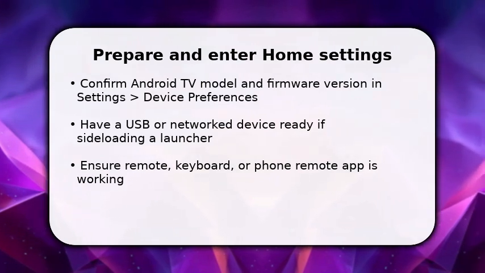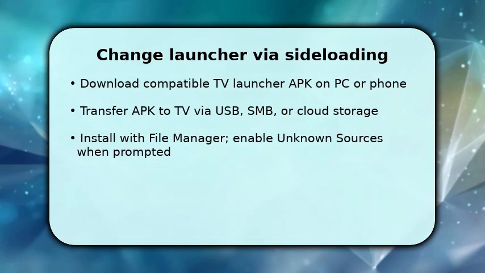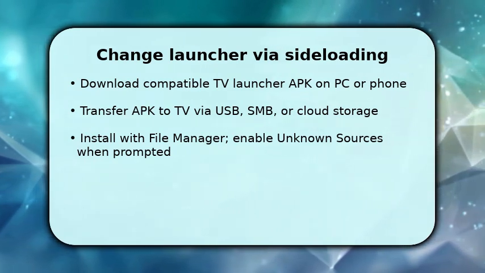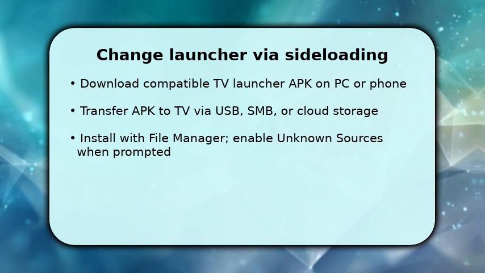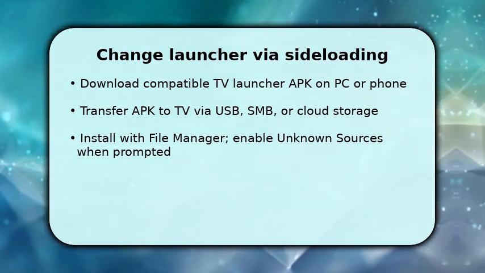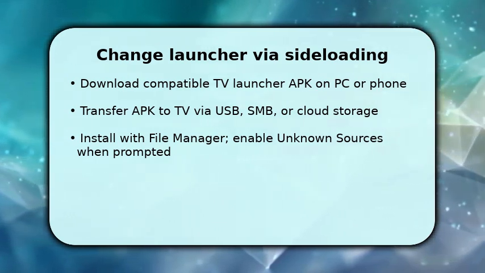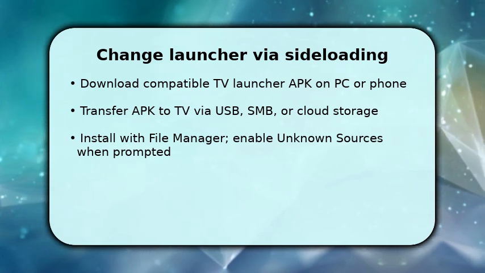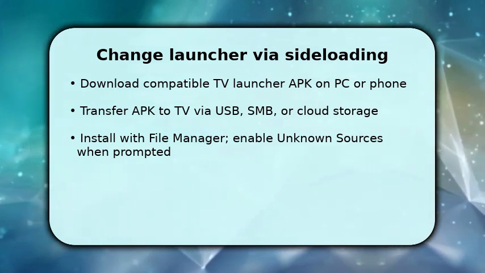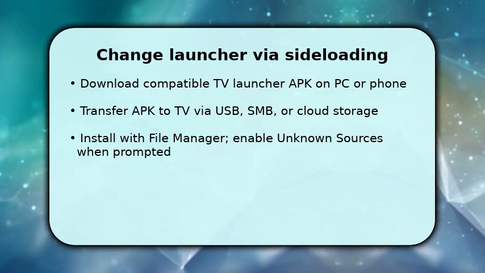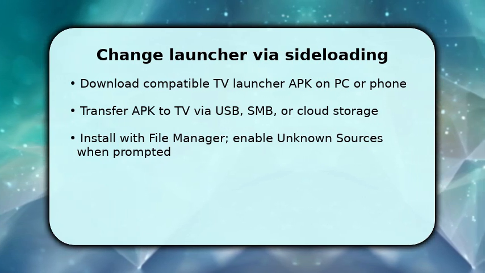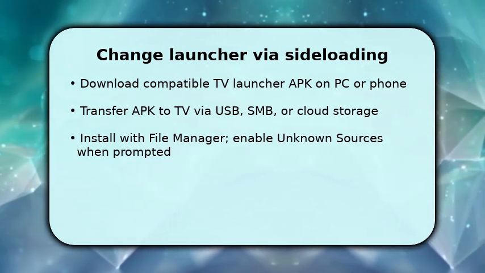You will replace the home by installing a TV-compatible launcher APK. First, get an APK designed for Android TV, not a phone launcher, and transfer it to the set-top box using USB or a network share. Once the APK is visible on the TV, open a file manager and tap Install. Accept the unknown sources prompt if it appears. After installation, do not press Home yet. You need to set the new launcher as default in the following step.